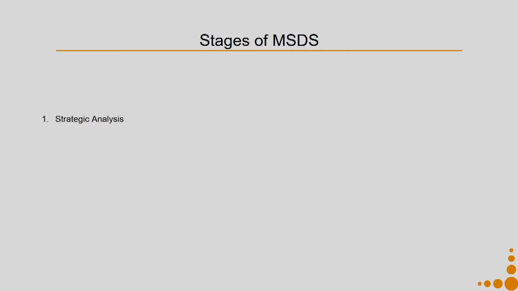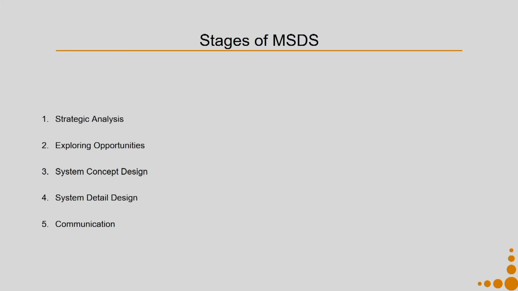Because we want to understand the existing system, the first stage is strategic analysis. The second stage is when we try to generate ideas, which is called exploring opportunities. Then we combine all the ideas that we explored in step 2 to design system concepts. Once our system concepts are ready, we will do the detailed design of the system concepts, and therein we will communicate our design, we will communicate the sustainability improvement or worsening of the situation.